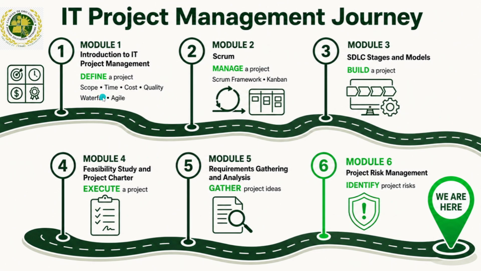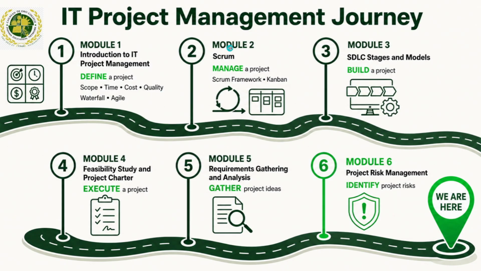So what are these constraints? They are scope, time, cost, and quality. Now in module one, we were also introduced to methodologies like waterfall and agile. So module one is about defining what a project is. Now in module two, we learn how to manage a project. Since we already know in module one that agile is a flexible approach, we've appreciated that idea.